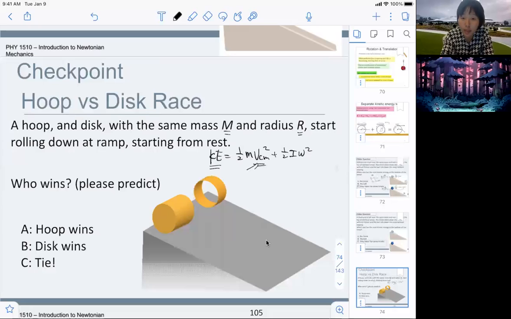Okay, I'm going to go ahead and close this, and I'll show you our results. It's pretty much quite evenly split between the three choices. B seems to have slightly more. That's the disk will win. So let's take a look at the actual experiment to see which one wins the race, okay?